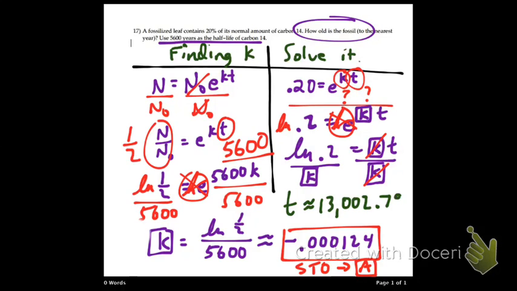I get 13,002.797. Did it say round to the nearest year? Oh, it did. Okay, good. So we'll round up to 13,003 years old. So 13,003 years old is the answer.